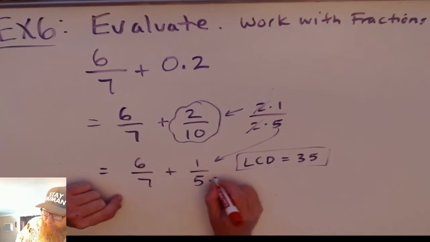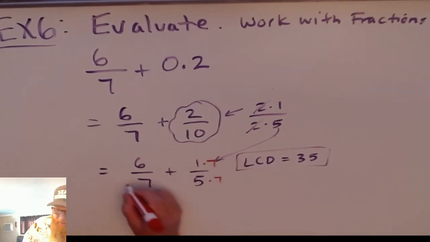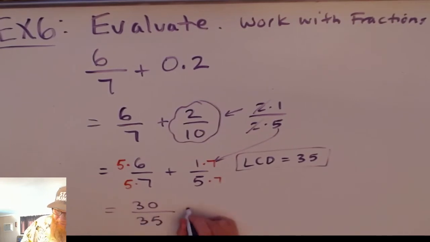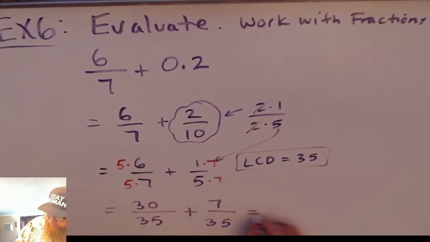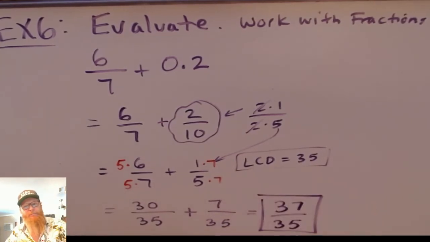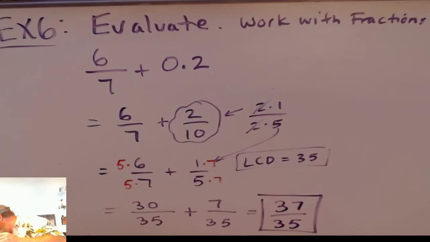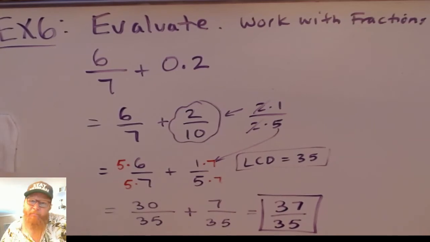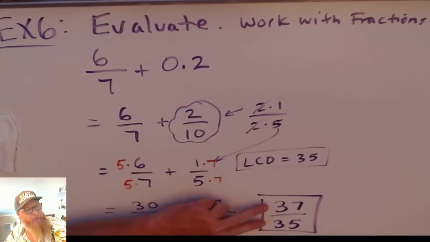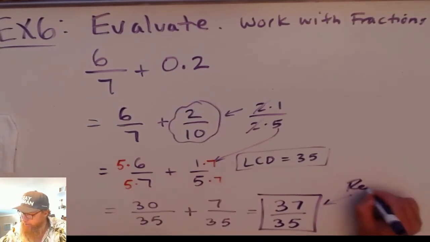LCD is 35. You're going to multiply this one by 7. You're going to multiply this one by 5. So you're going to have 30 35ths plus 7 35ths. So you have 37 35ths. And that's your answer. Not much more to say about that. I wanted to pause for 1 second just to look at it to see if I could go any further. So I'll just put a little note, reduce if possible.